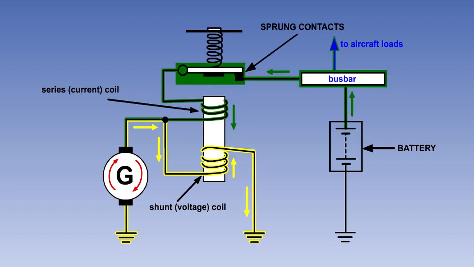If the output voltage of the generator falls below the battery voltage, then current will begin to flow from the battery toward the generator. If this was allowed to continue, the generator would almost certainly be damaged, and the battery would become discharged very quickly.